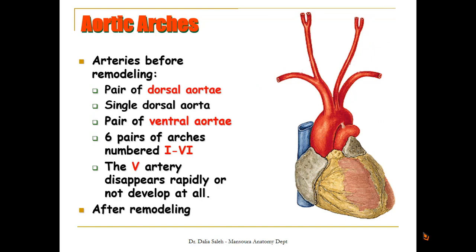After remodeling, the previous arteries will give us the adult arteries here. You can see in this diagram the aortic arch, the pulmonary trunk, and the arteries that arise from the aortic arch, like the brachiocephalic, the left common carotid, and the left subclavian arteries.